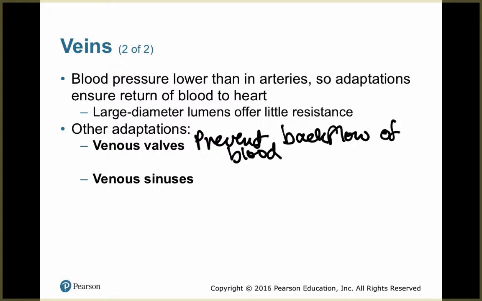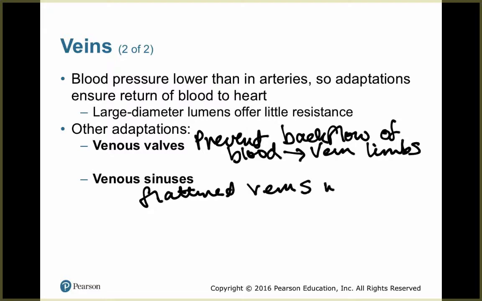So the valves essentially are there to help prevent backflow, so that once the blood flows over this, it can't go back. You're looking at this happening most abundantly in the veins of the limbs. And the venous sinuses, these are basically flattened veins. And they have extremely thin walls. And these are going to be composed only of endothelial tissue.